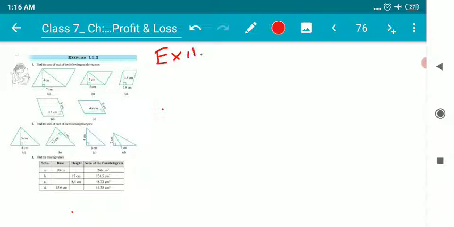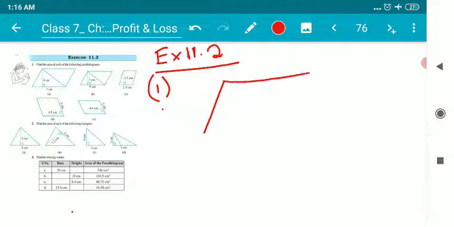So this is exercise 11.2, question number 1. Find the areas of the following parallelograms. Children, we are asked to find the area of a parallelogram. Some measures are given. Before I start calculating the area of the parallelogram, I want you to know about the quadrilateral parallelogram in detail. What is a parallelogram, how to find the area, everything will be discussed in this video.